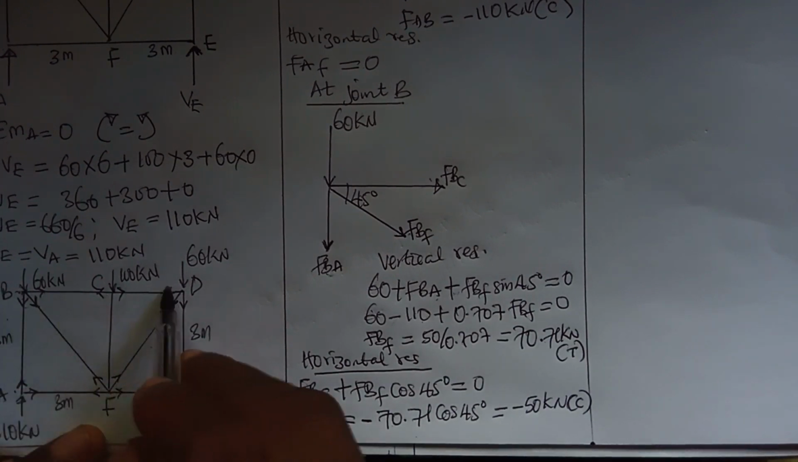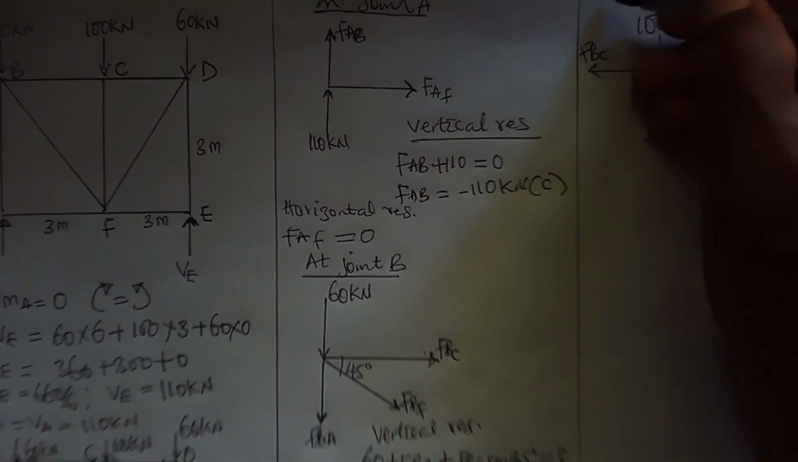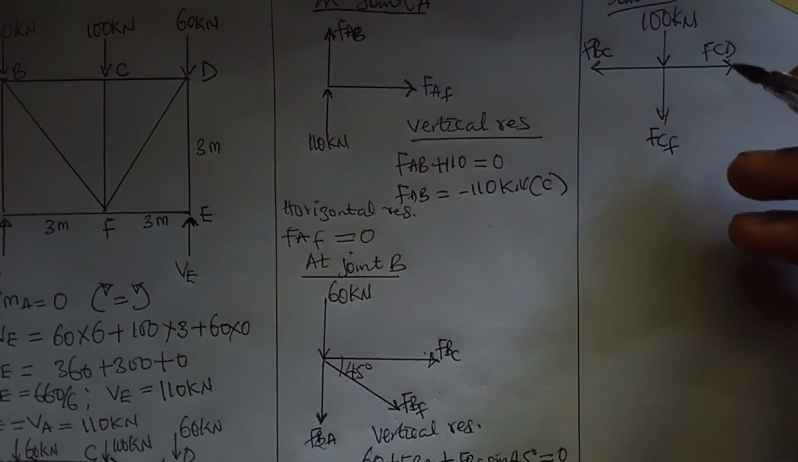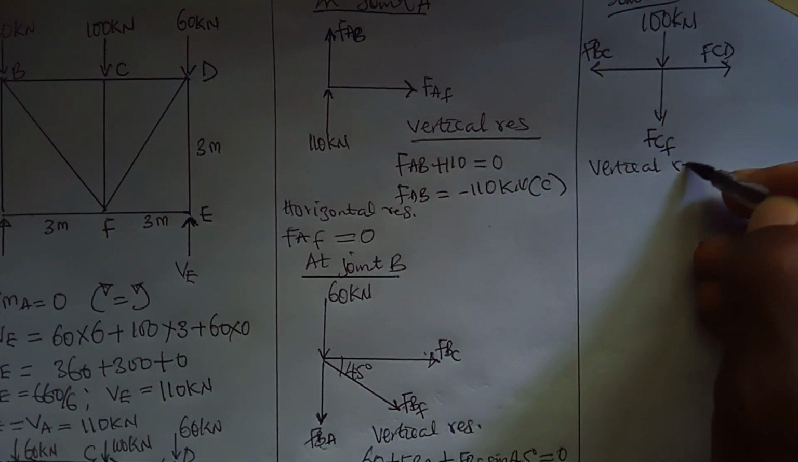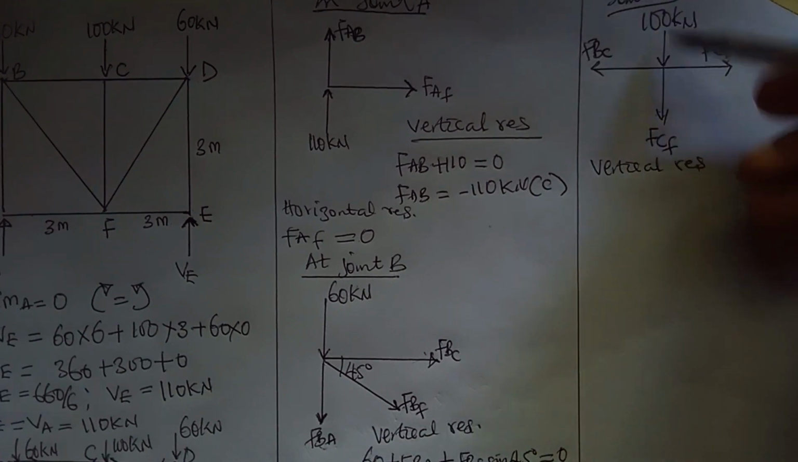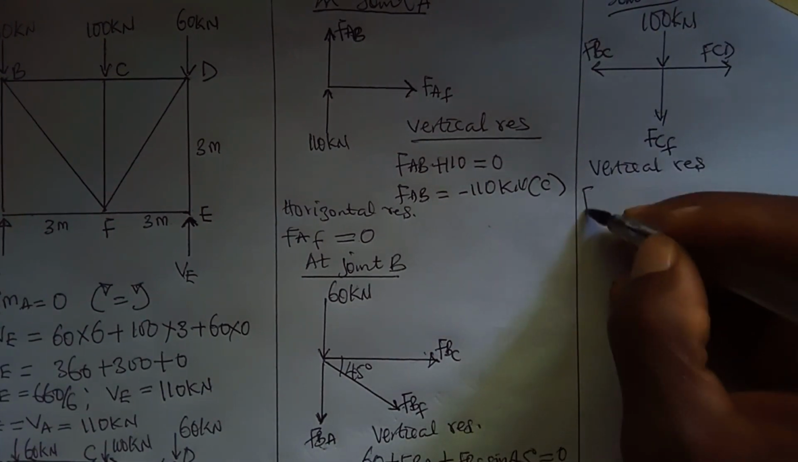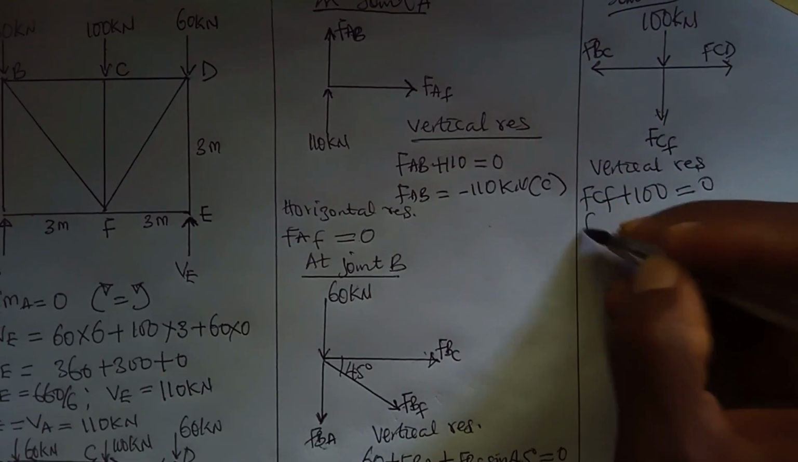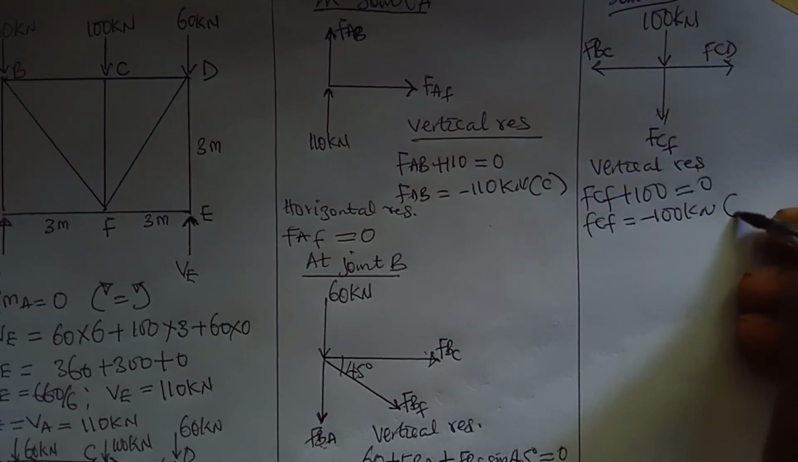So we're going to sketch everything within this joint C. Let's do that. This is what we have at joint C. At this joint C, we'll say vertical resolution. What are the vertical forces here? These two are vertical forces. You can see that two of them are moving in the same direction. So that is FCF plus 100 is equal to 0. Therefore, FCF is equal to minus 100 kilonewton. So the force is compression.